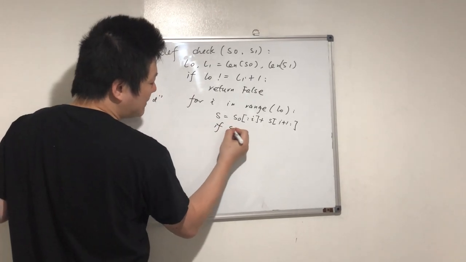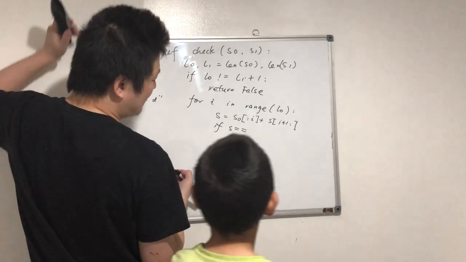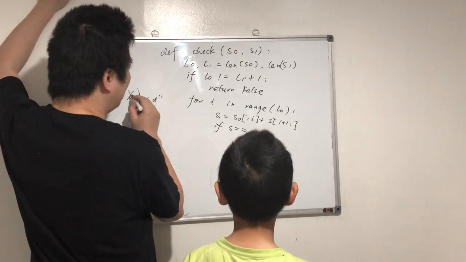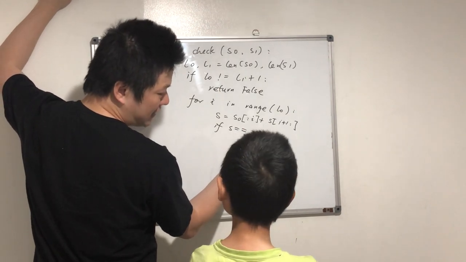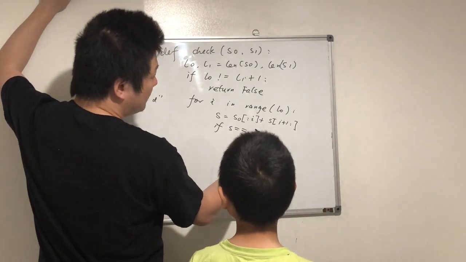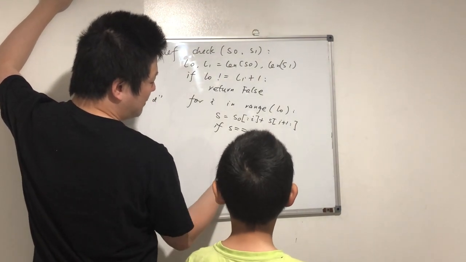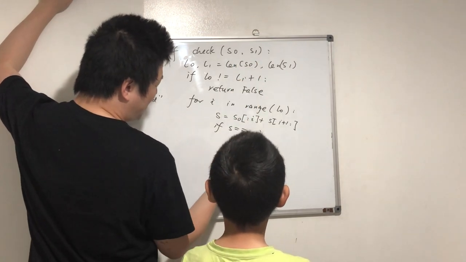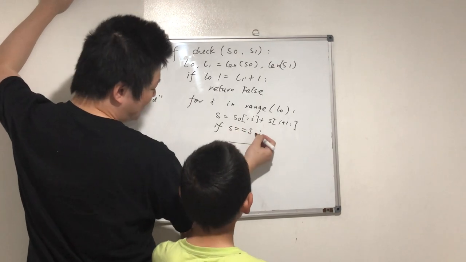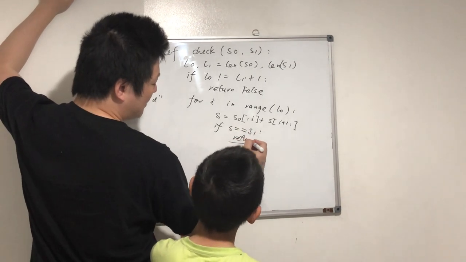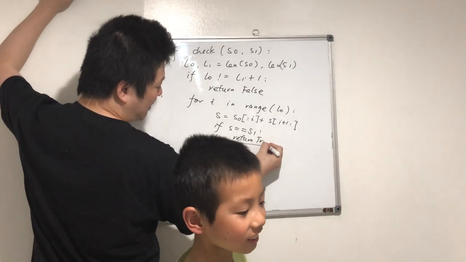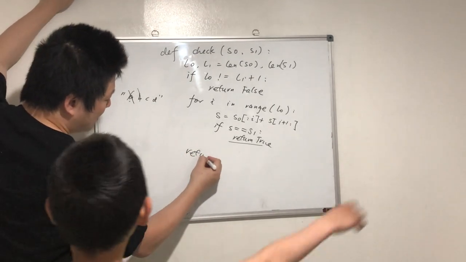Then if S equals what? I remove one character from S0 and I want to check if it's the same as which string? Come on. S1. Yeah. S1. Return what? Return true. And after this loop, we return false.